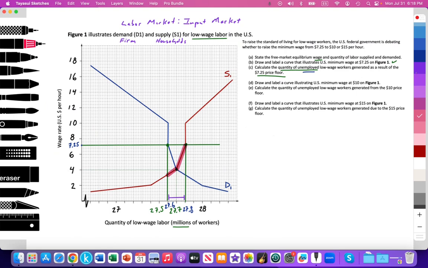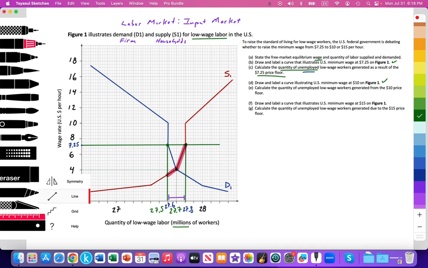Okay, so let's go ahead and do that. We're going to tackle this first part of the question in this video. We're looking for $10. It's easy enough. We're going to go ahead and draw the price floor at $10, and there it is. So we followed that instruction. On a paper 3, you would do something like that. You would just go ahead and draw it. So draw and label a curve illustrating U.S. minimum wage, $10, done. Question E, calculate the quantity of unemployed low-wage workers generated from the $10 price floor.